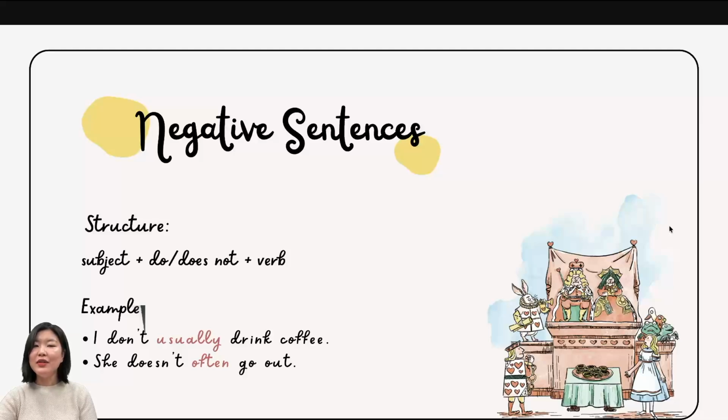How about in negative sentences? So the sentence structure is, first you always write your subject, and then do or does not, plus a verb. So here are the examples. I don't usually drink coffee. She doesn't often go out.